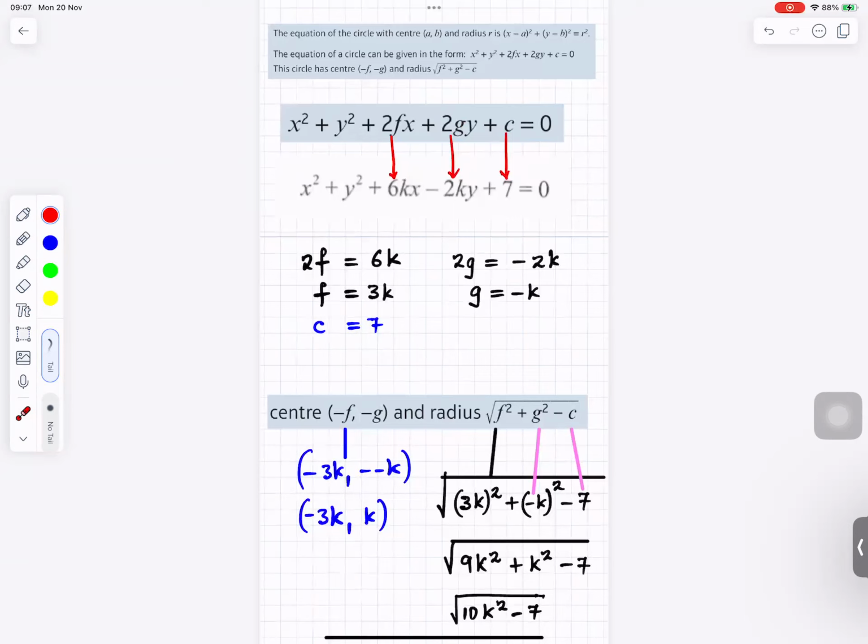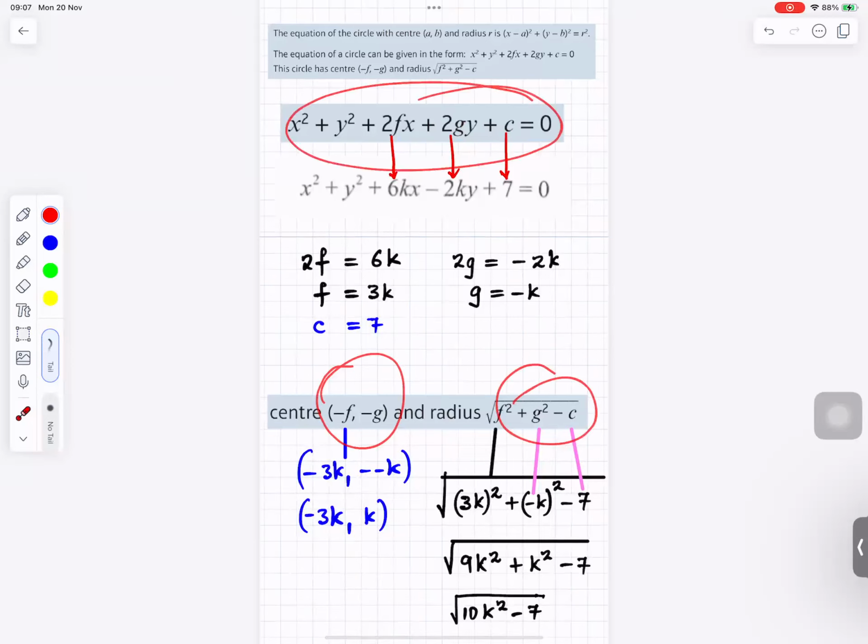To get the radius, you have to have memorized that. F squared plus g squared minus c. F squared is 3k squared, plus g, which is minus k, squared. The g comes from up there, the f comes from up there, and the c comes from up there. You put that and you get that for the radius. Good luck if you can memorize that. The very few students who memorize this one, two, three formula.